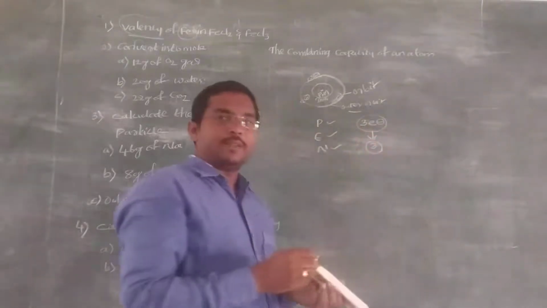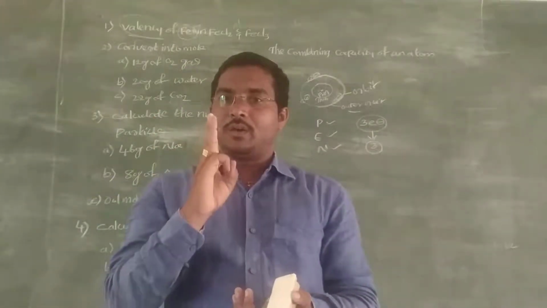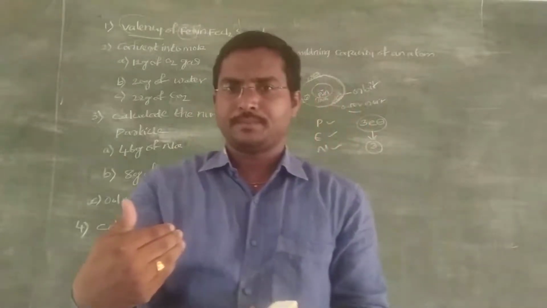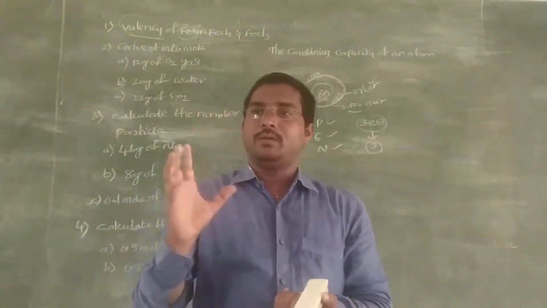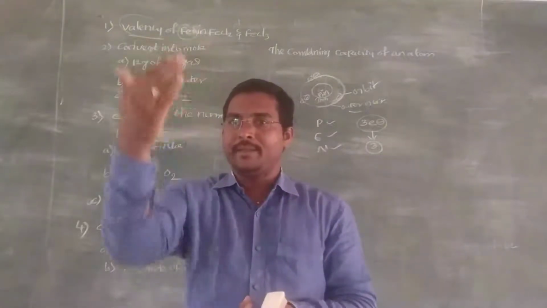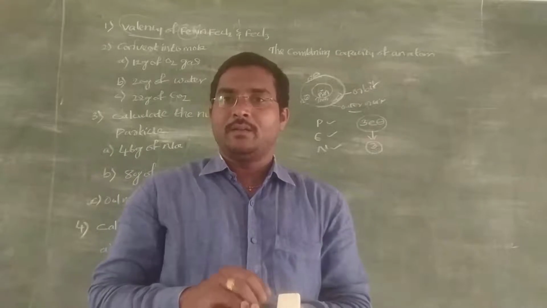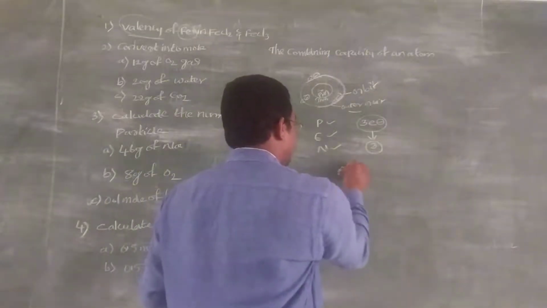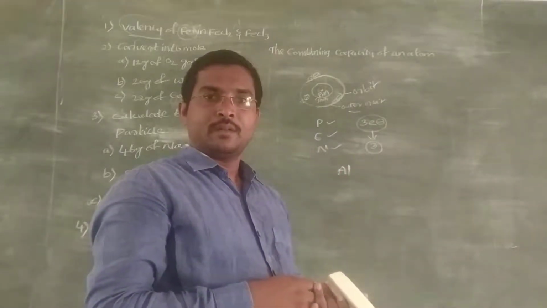Valency 3: which group of elements contains valency 3? The third group elements. I told you, in a few cases the group number is equal to the valency. Now the valency is 3, which group elements? Third group elements contain valency 3. The next example is aluminum.